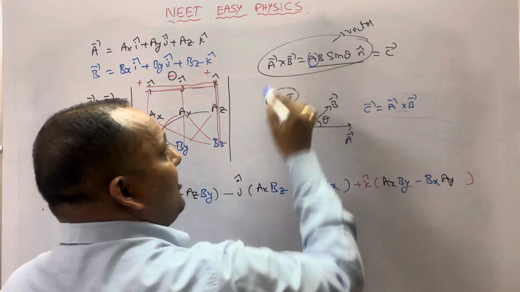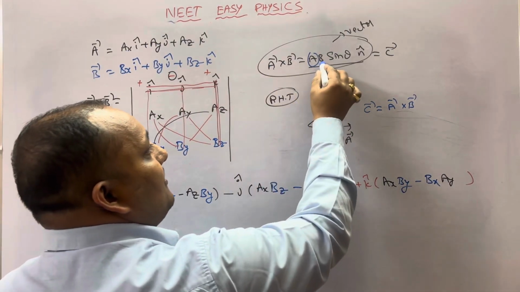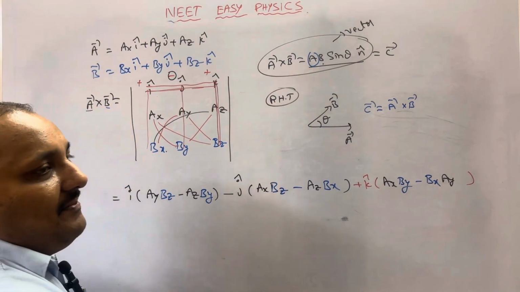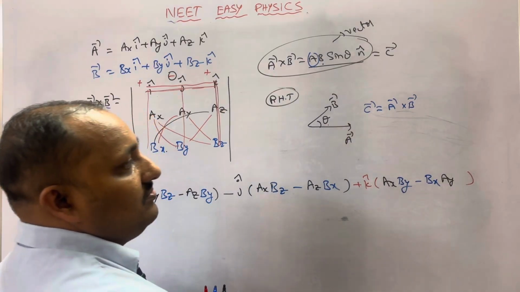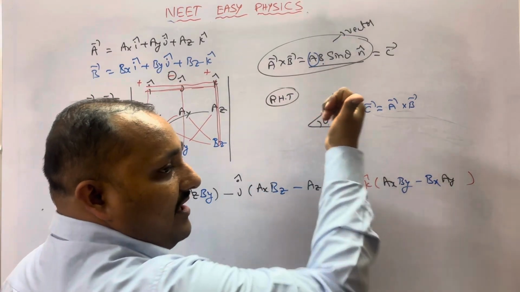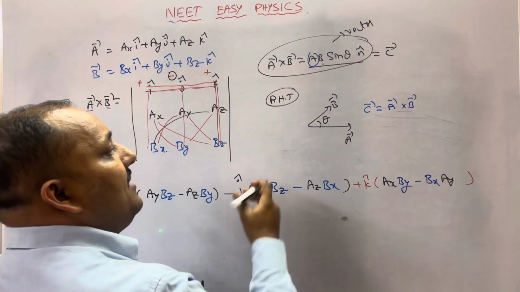What is A I said in the morning? Magnitude of A bar, B is magnitude of B bar. So this is nothing but how to do. So what is the direction of this one? Away from the board, if we are doing B bar cross A bar.